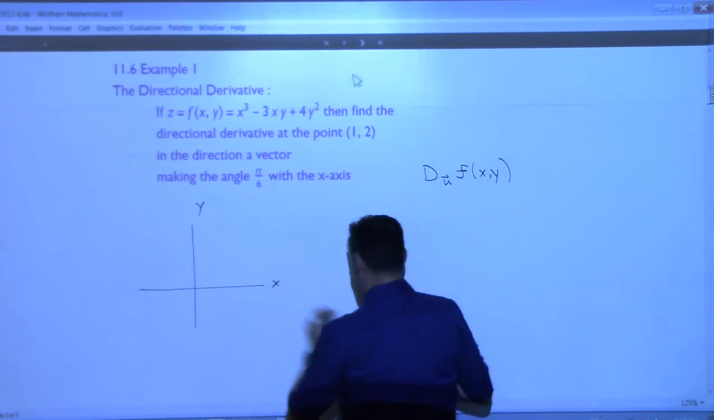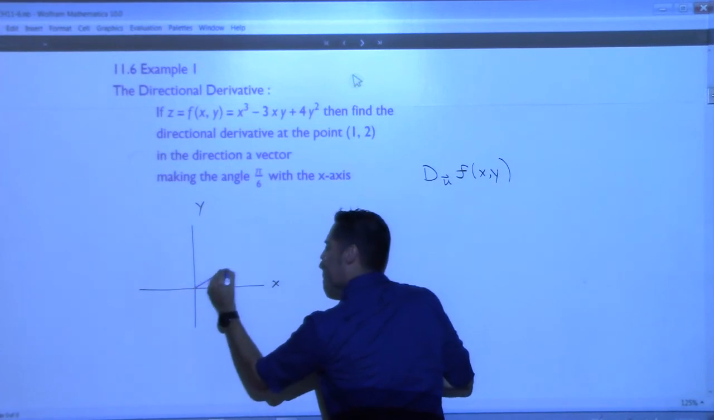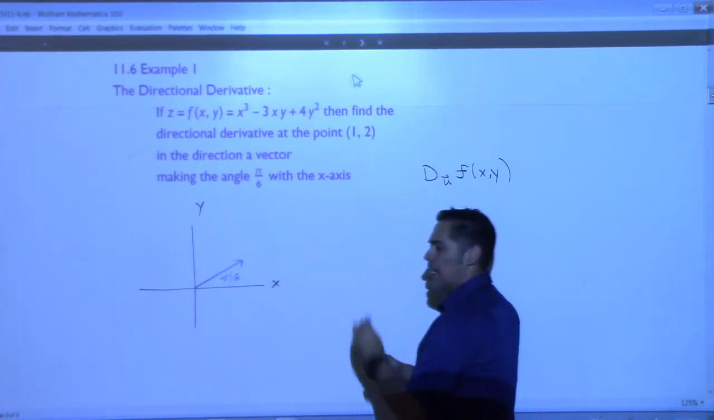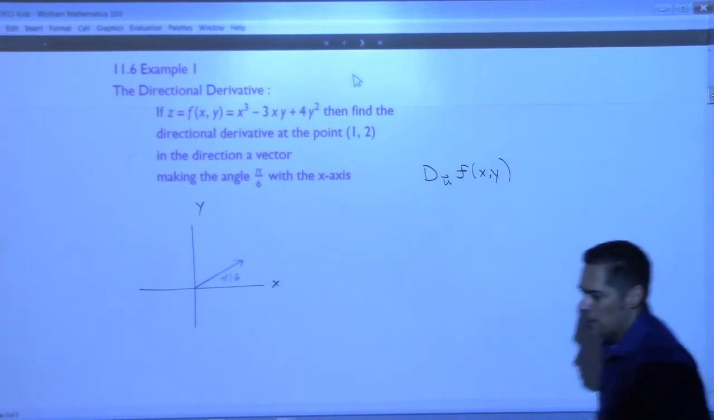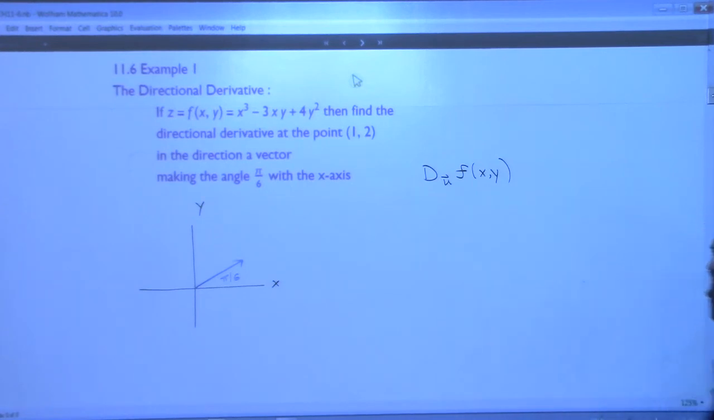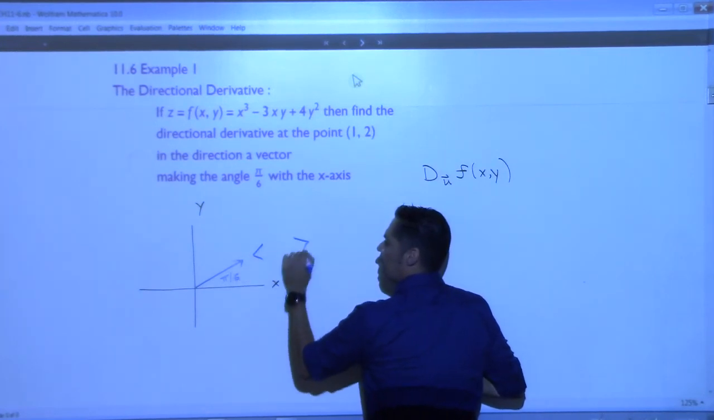My vector needs to be making an angle of pi over 6, and it needs to be a unit vector. That needs to be a unit vector. So can you give me a unit vector there? 1, 1.